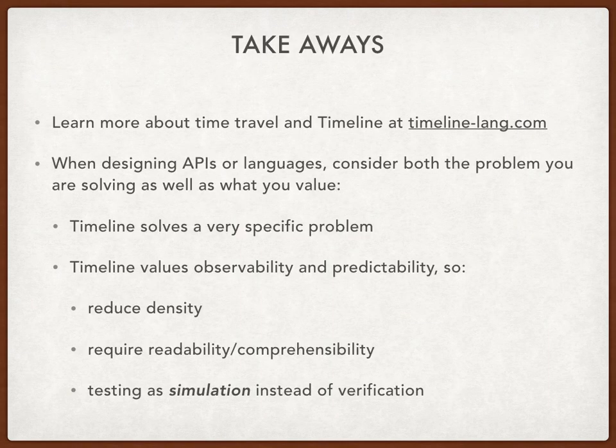Okay, a few takeaways. If you want to learn more about the timeline programming language itself, and we got a little bit of an intro here, but there's a lot more to it, you can go to timelinelang.com and check that out. But if you're not interested per se in time travel, hopefully you can take something away about designing APIs, right? Consider the problem that you're solving when you're designing an API or a user interface or even a programming language. What is the problem that you're actually trying to solve? And solve that problem. Don't solve a bunch of imagined problems that aren't real or aren't important or that you aren't caring about. And think also about what it is that you value.